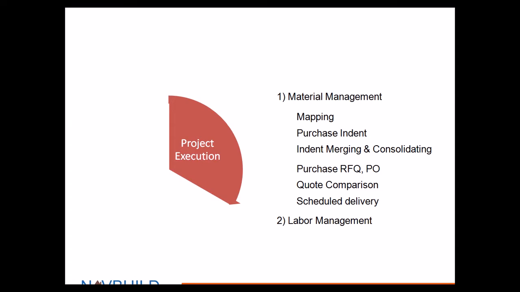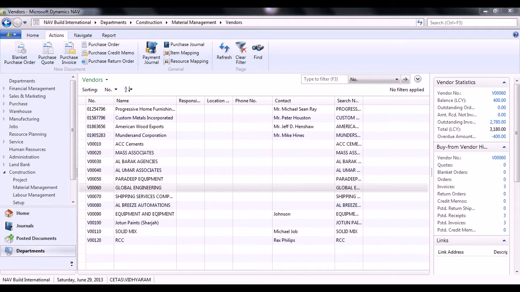The second module of NavBuild is project execution. Project execution is divided into two segments. One is material management and the second is labor management. Under material management, we are going to have a look at mapping, purchase intent, intent merging and consolidating, purchase RFQ and PO, quote comparison and schedule delivery. Labor management will be discussed in the next half.